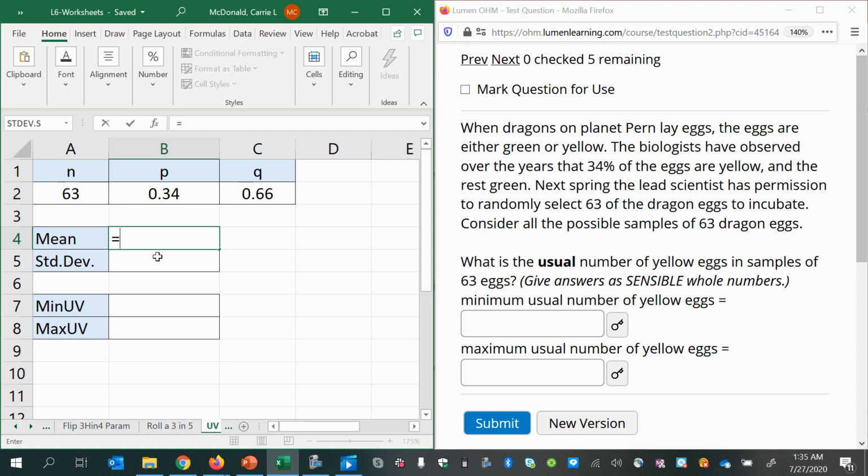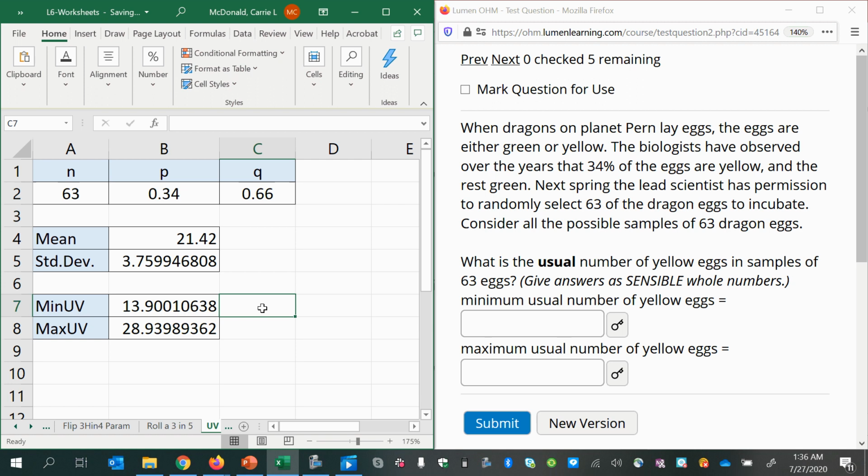The mean for a binomial random variable can be found using the special formula n times p, and the standard deviation is the square root of n times p times q. So the minimum usual value would be the mean minus 2 times the standard deviation, and the maximum usual value should be the mean plus 2 times the standard deviation. Now we see that the minimum usual value is 13.9 dragon eggs that would be yellow, and the maximum usual value we would say is 28.9.